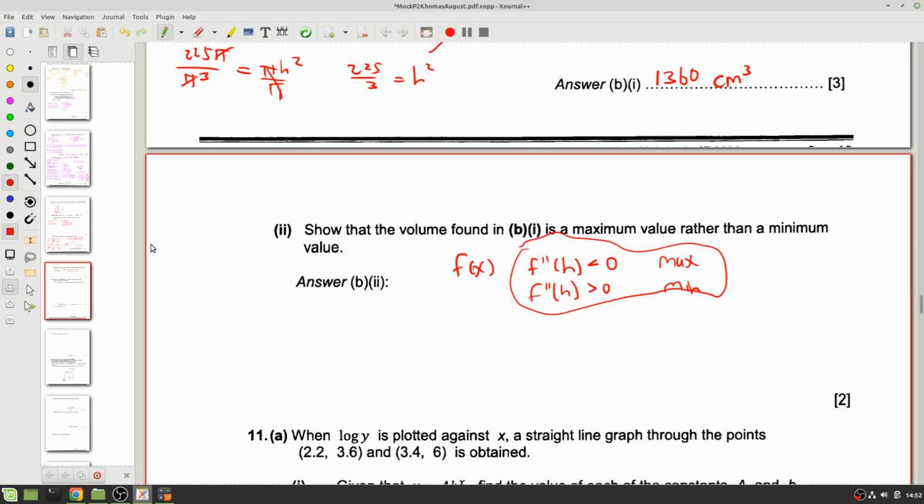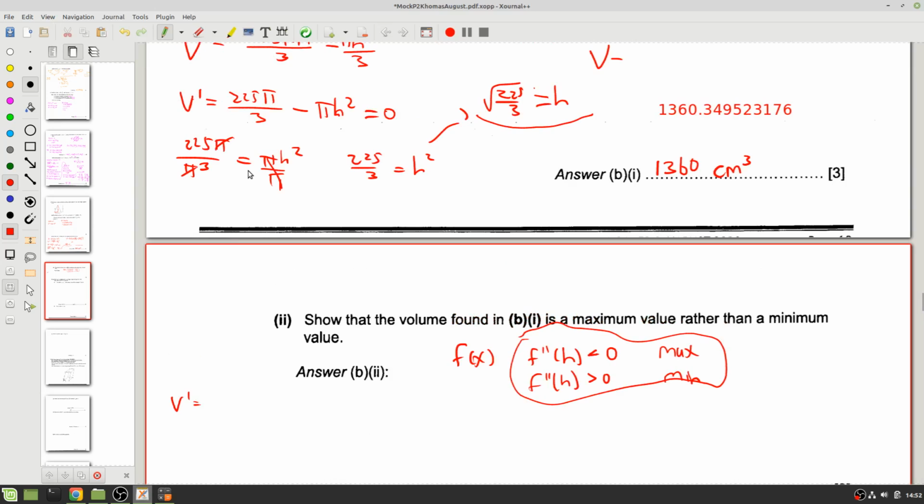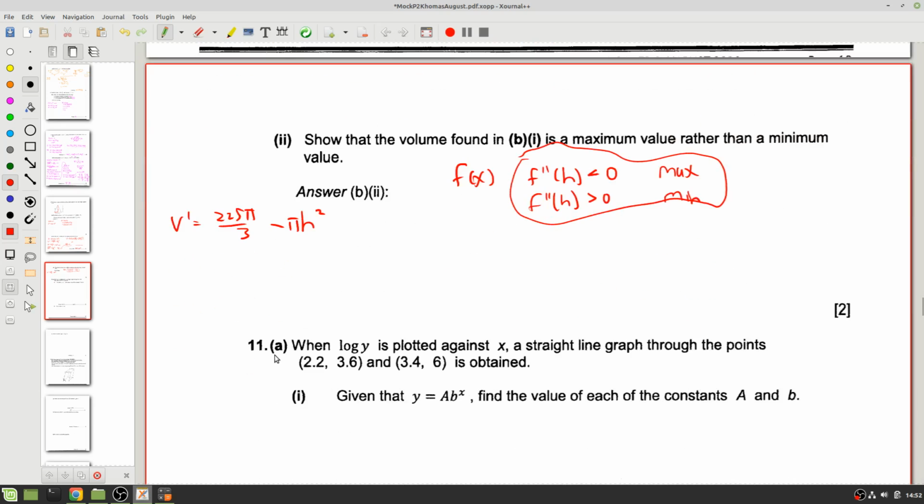So this is the idea we want to follow here. So let's find the second derivative. We know the first derivative was 225 pi over 3 minus pi h squared. Now we want to find the second derivative, so we want to differentiate this again. Any constant just becomes 0, and then this will become negative 2 pi h. Perfect, so that's the second derivative.